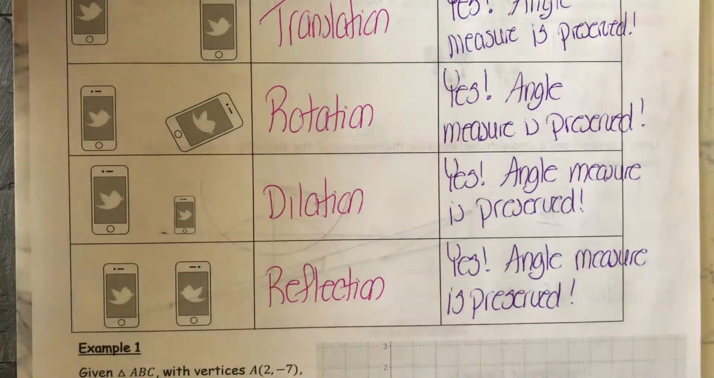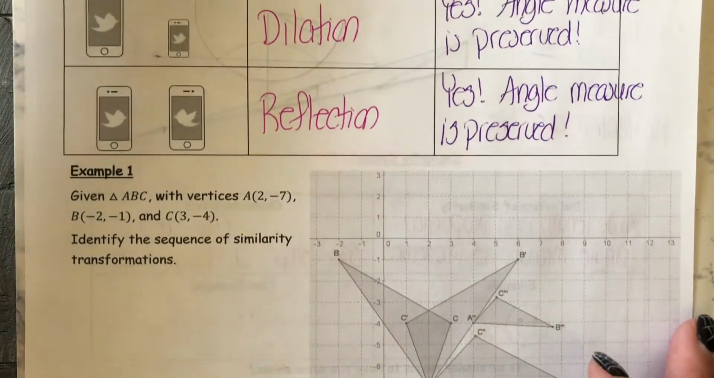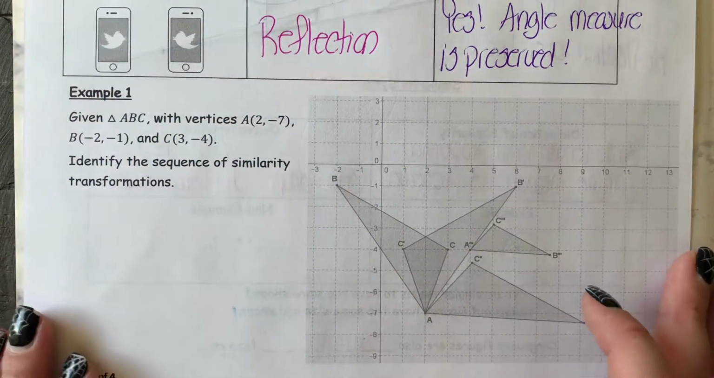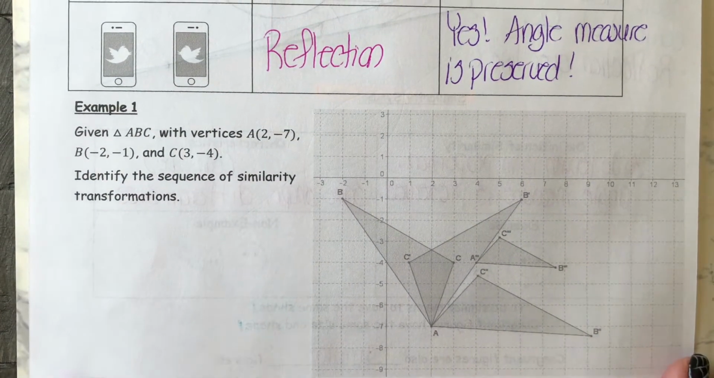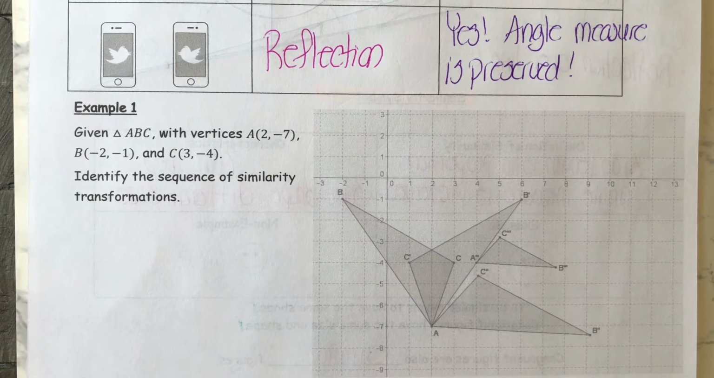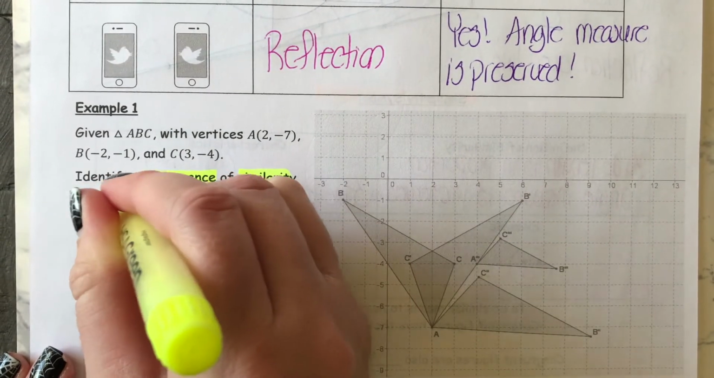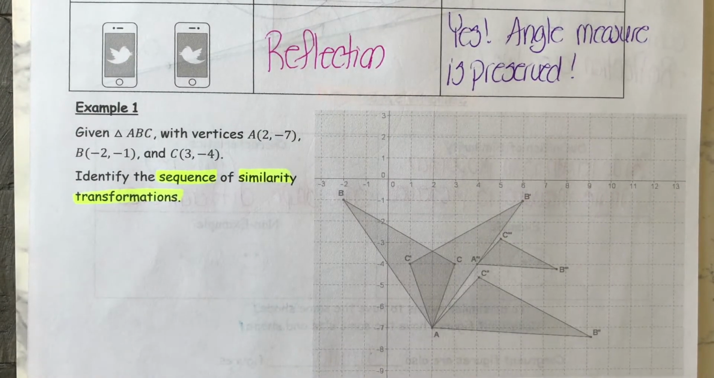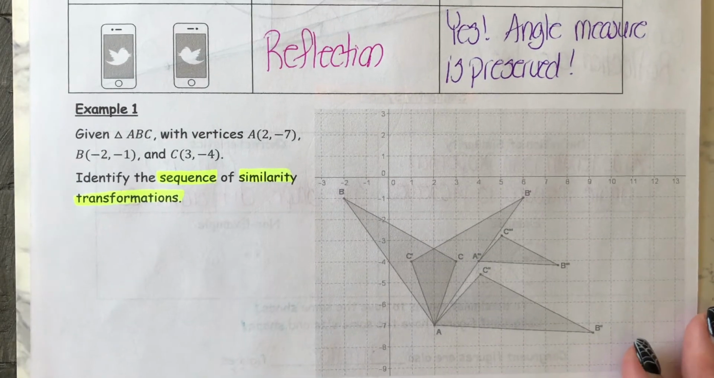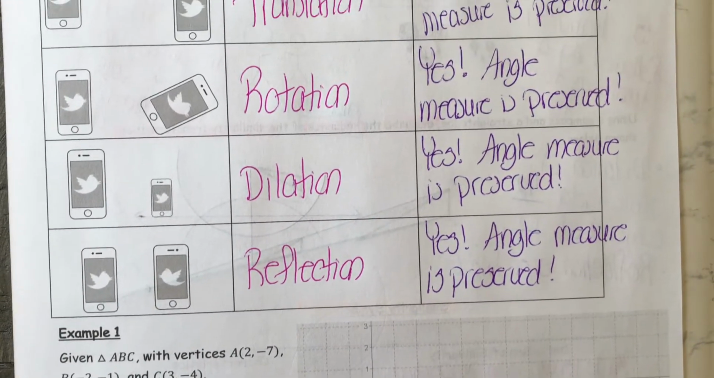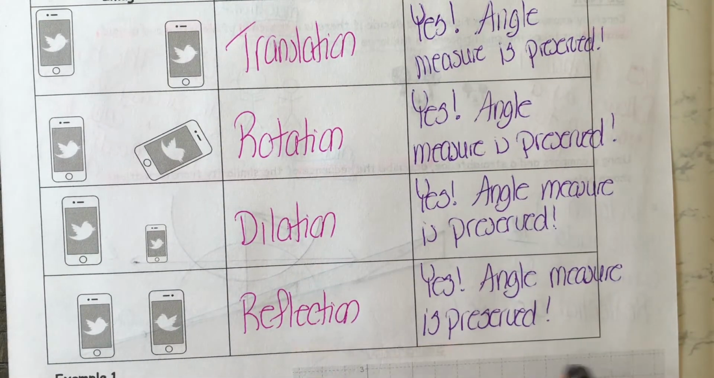All right, let's look at example 1 down below. I'm just going to slide this paper up a bit. Here we go. So it says, given triangle ABC with those vertices of A (2, -7), B (2, -2), -1, and C (3, -4). Identify the sequence of similarity transformations. Okay, again, I'm going to highlight what's important here. Sequence we went over on the first page. We know that means more than one. And similarity transformations, well, we just learned from up top, there's 4 similarity transformations we can pick from. It could be any of these guys. All right, so just be aware of that.